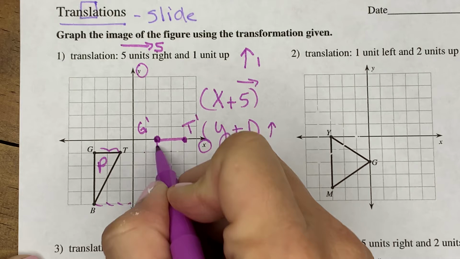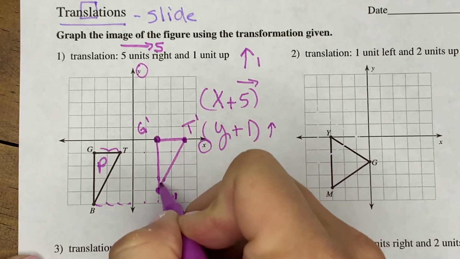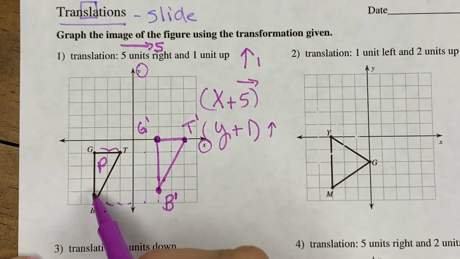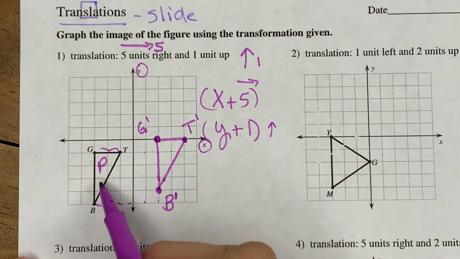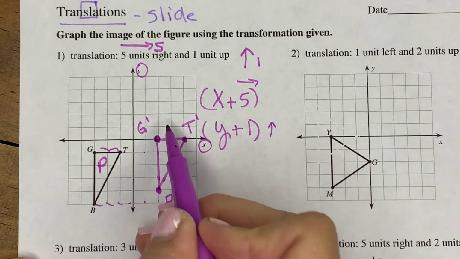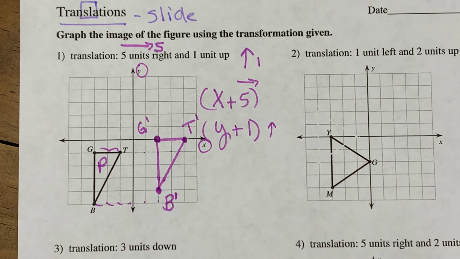So I'm going to connect my points, and my triangle should look like my pre-image or my original, just slid to the right 5 and up 1. And that's all you have to do to translate, to slide. Pretty easy. All right, let's go ahead and try number 2.